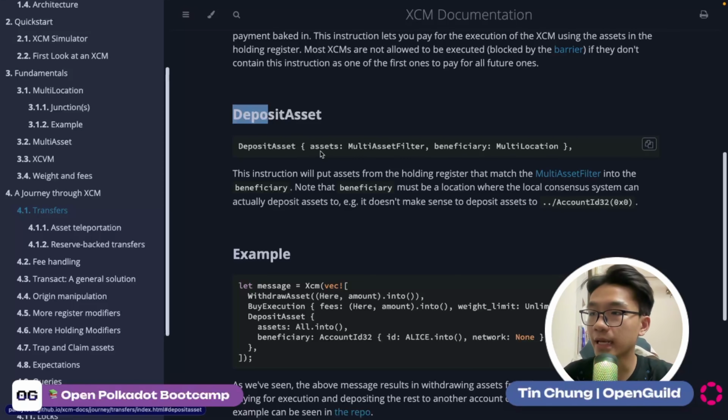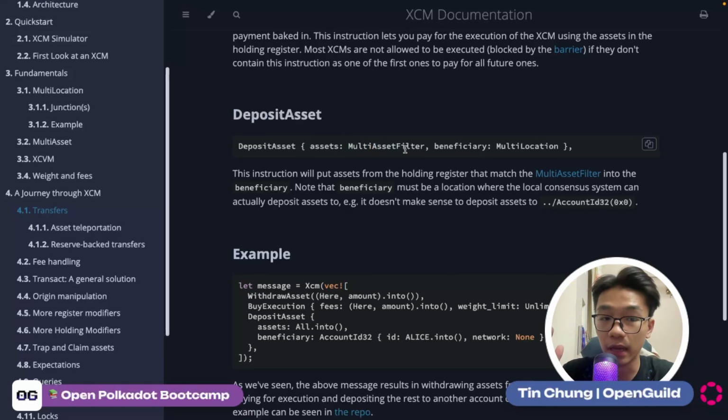This deposit asset instruction accepts the asset. This one is the multi-asset filter, like what you learned in the multi-asset video. The multi-asset filter accepts not only the wildcard asset but also multiple assets. In that way, you can deposit the asset from the multi-asset filter to the beneficiary, which is the multi-location. So with this instruction, we put the asset from the holding register that matches the multi-asset filter into the beneficiary.